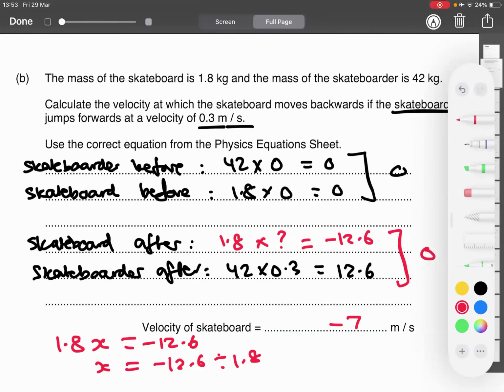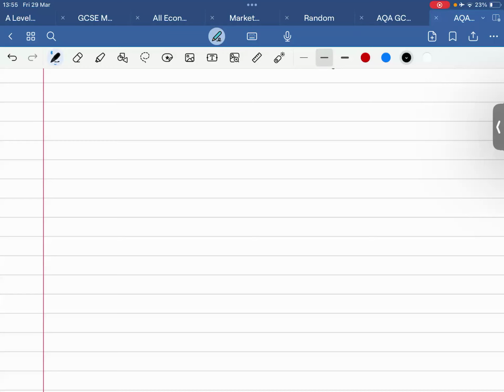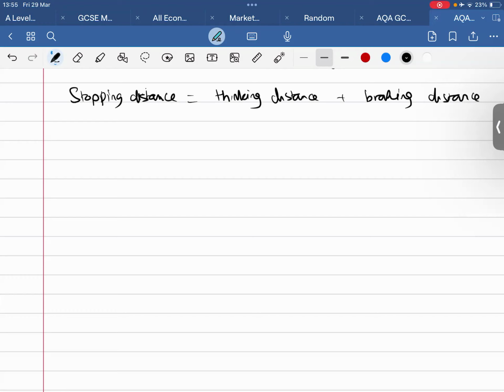Right. So in the harder ones, you wouldn't just use momentum as mass times velocity. You'd use momentum equals mass times velocity and the law of conservation of momentum. Right. The last thing is just stopping distance, but I'll give you a way to remember how to define it. There's no set definition for stopping distance itself, so we just say that stopping distance is thinking distance plus braking distance. But we can define those two.